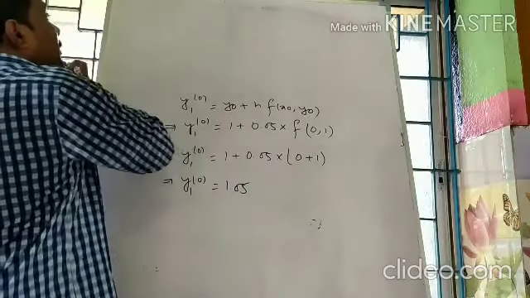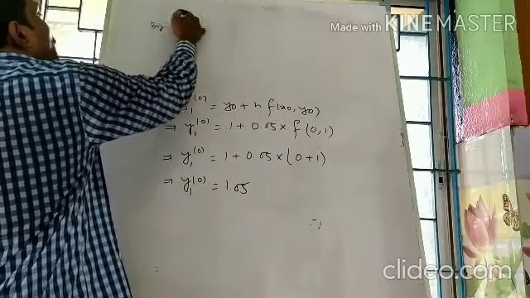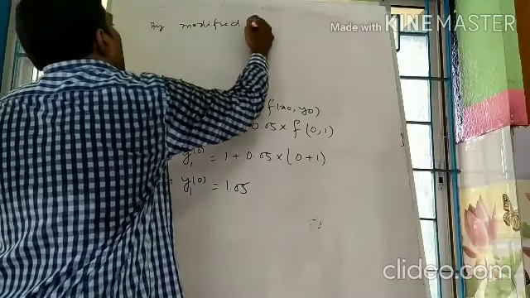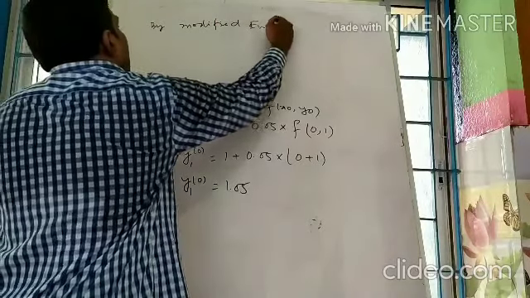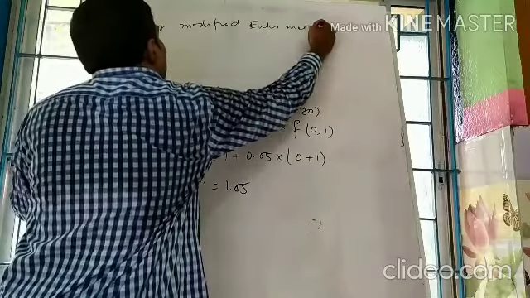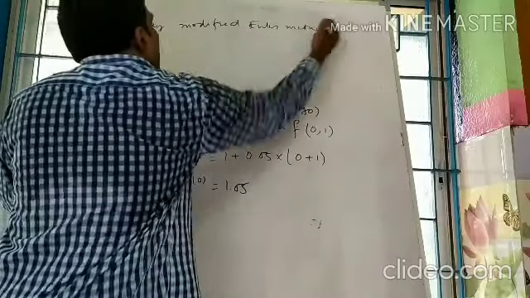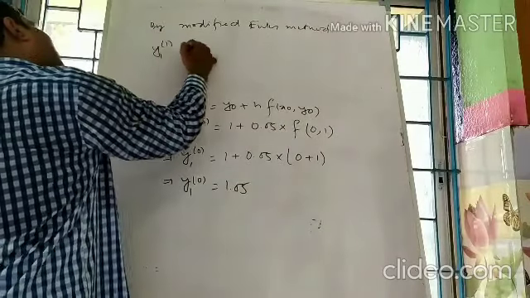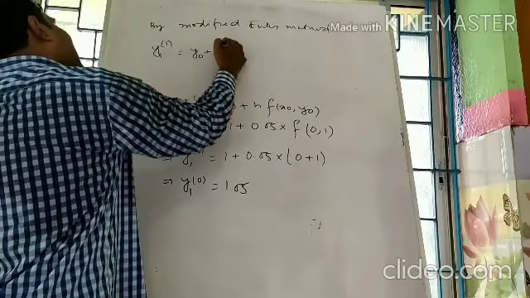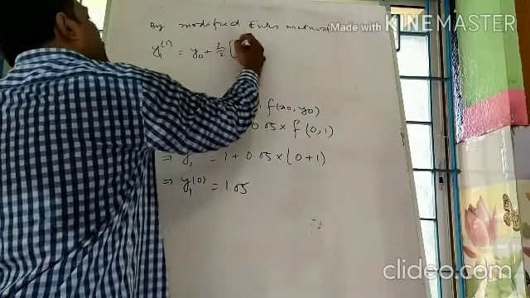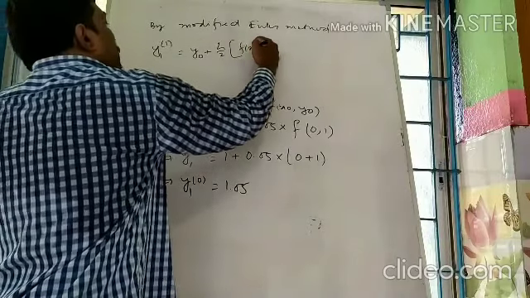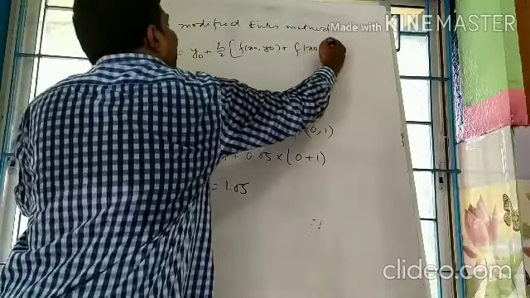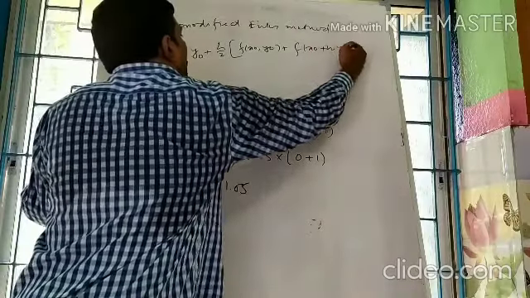Now by modified Euler method, y1^(1), that is the first approximation of y1, is y0 plus h by 2 [f of x0, y0 plus f of x0 plus h, y1^(0)].